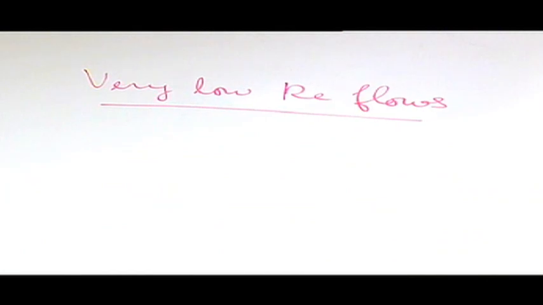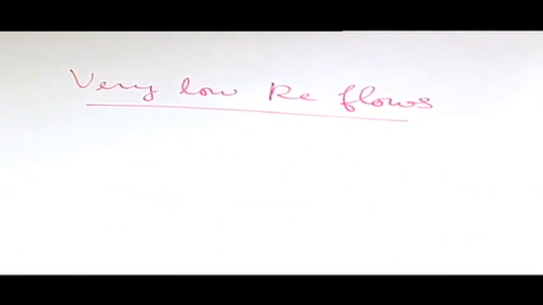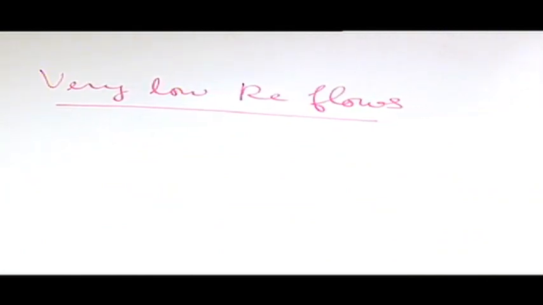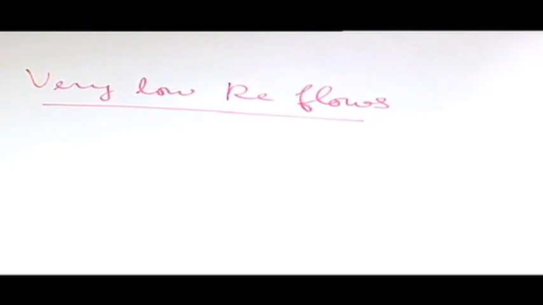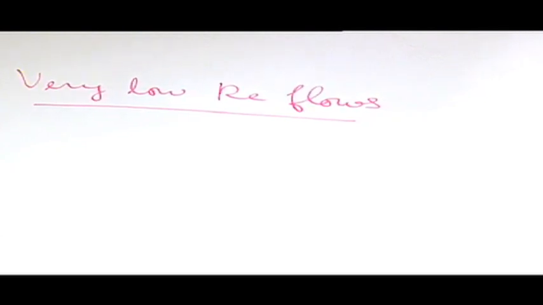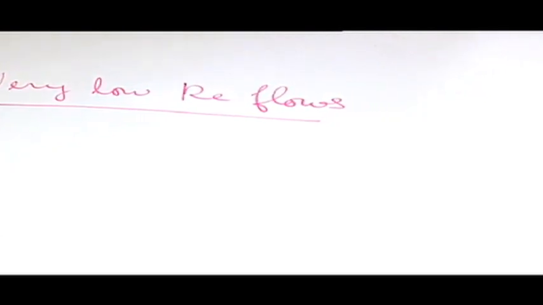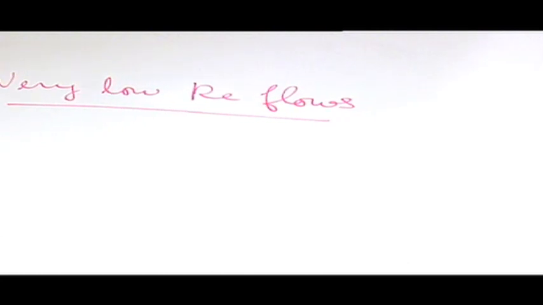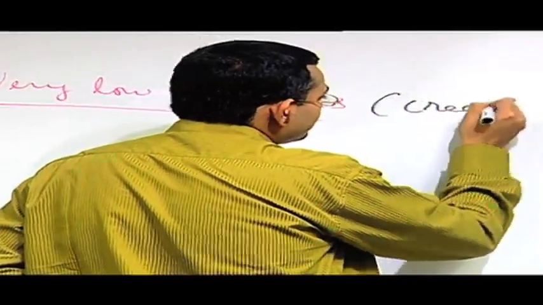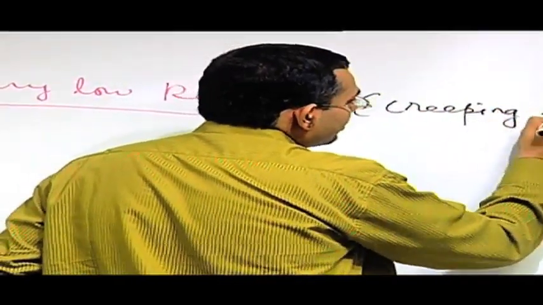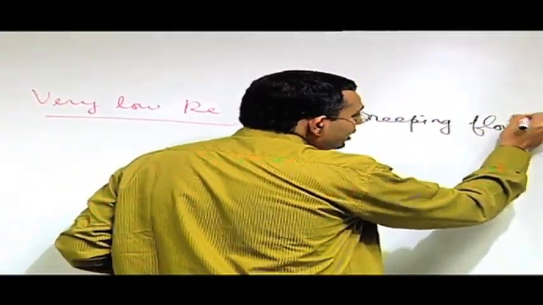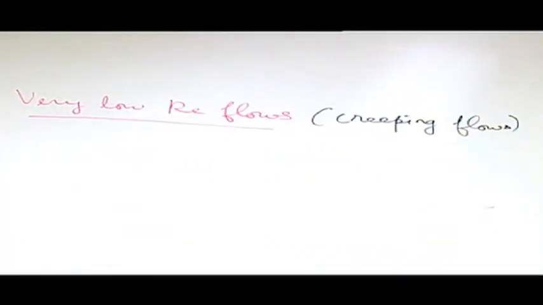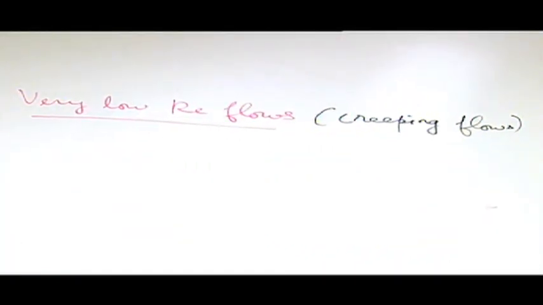When we say very low Reynolds number flows, it of course depends on the length scale we use to describe the Reynolds number, but let us say much less than 1. Such flows are called creeping flows, as if there is an object which is creeping or moving at a very slow pace relative to the fluid.